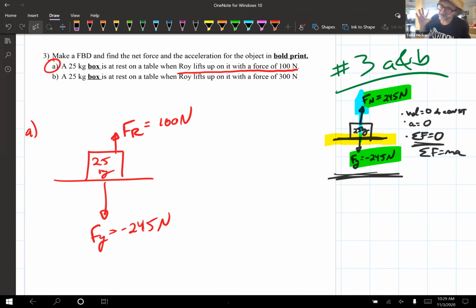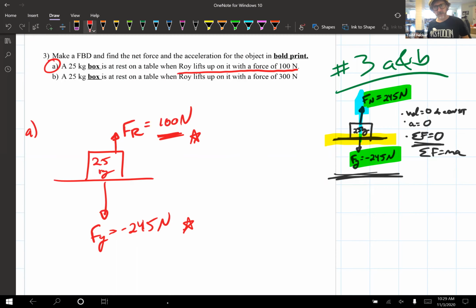All right, so our question here needs to be, in this particular instance, is this 100 newtons going to be enough to lift it? Well, he's exerting a force of 100 newtons, but it weighs 245 newtons. Does it seem like that's enough? No, there's no way that this thing is going to accelerate given these circumstances. So it's not going to accelerate up because Roy doesn't have enough force to lift it.